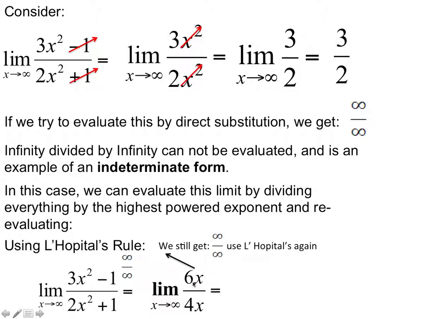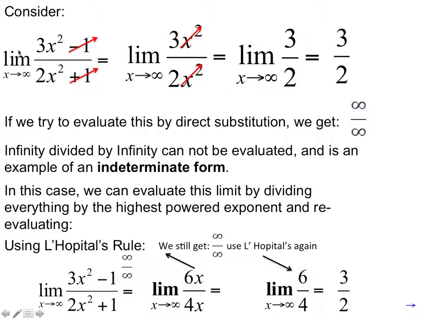So the derivative of 6x is 6. The derivative of 4x is 4. So now we have this form. And when we try to plug in infinity, we can't. So we have a finite ratio, 6/4. And if we notice, 6/4 reduces to 3/2. So we can see that the limit is 3/2 using 2 rounds of L'Hopital's.